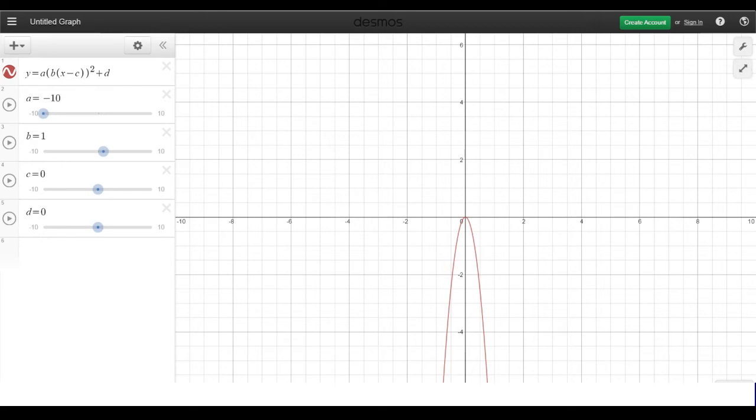It's dealing with how narrow or wide the graph gets, and positive and negative determines whether it's going to be an upward parabola or it's going to flip it upside down. It's going to reflect it over the x-axis.